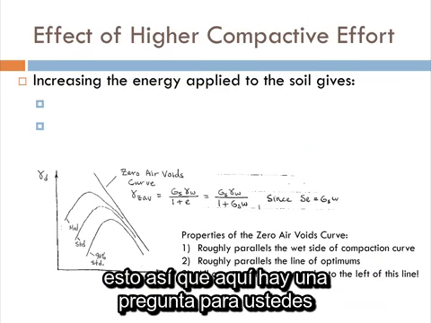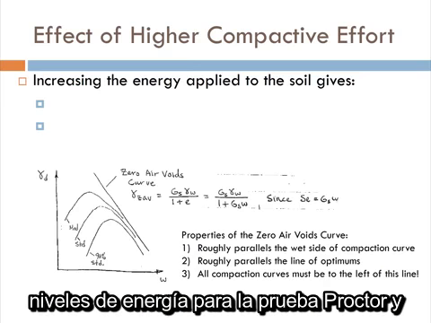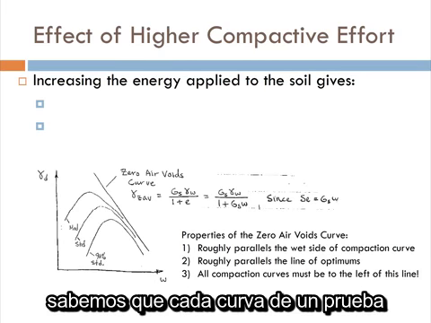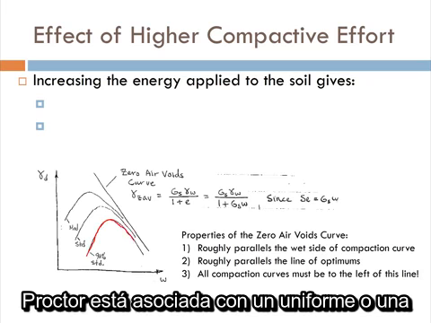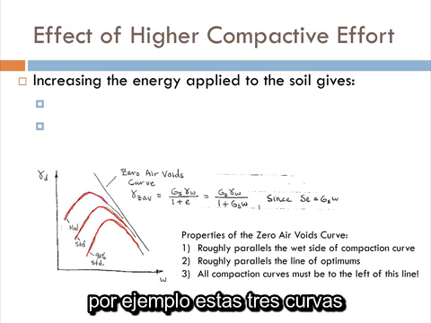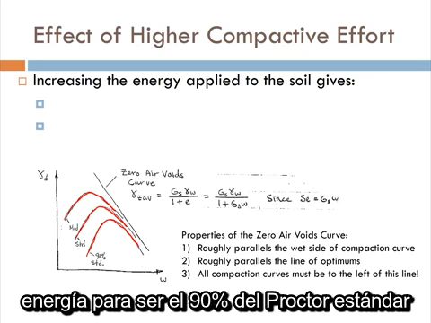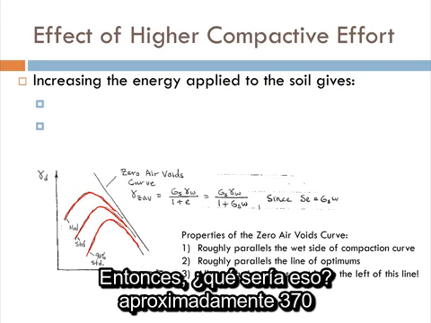So here's a question for you. We know then that we can apply different levels of energy to the Proctor test, and we know that each curve from a Proctor test is associated with a uniform or a constant amount of energy. So consider, for instance, these 3 curves. The lower curve, say that it's enough energy to be 90% of the standard Proctor.